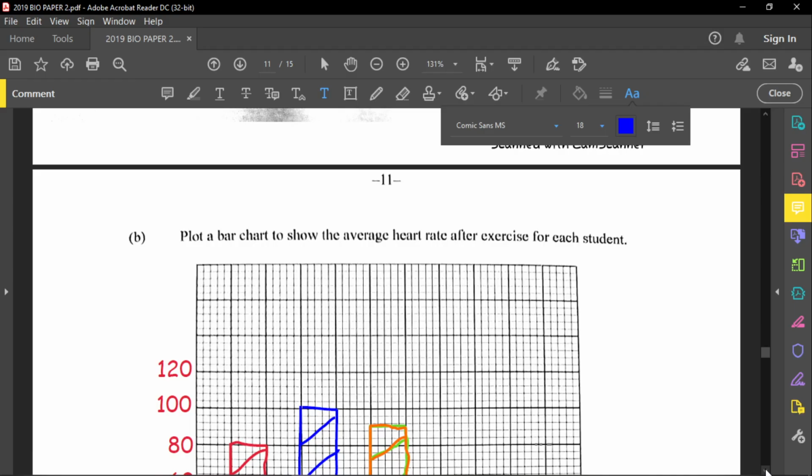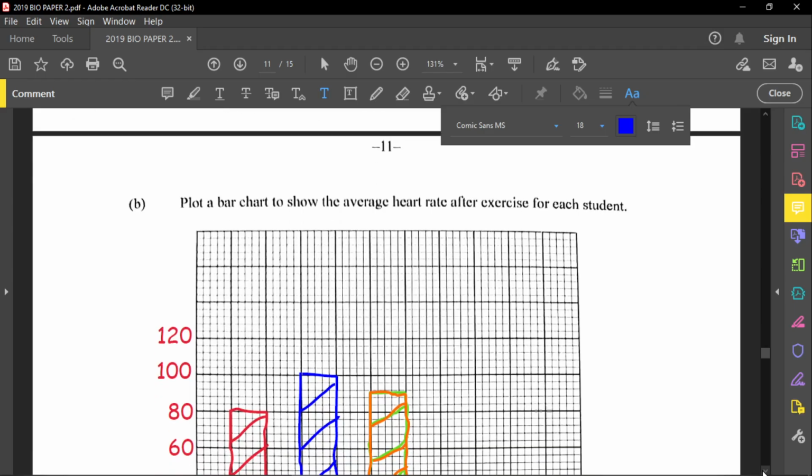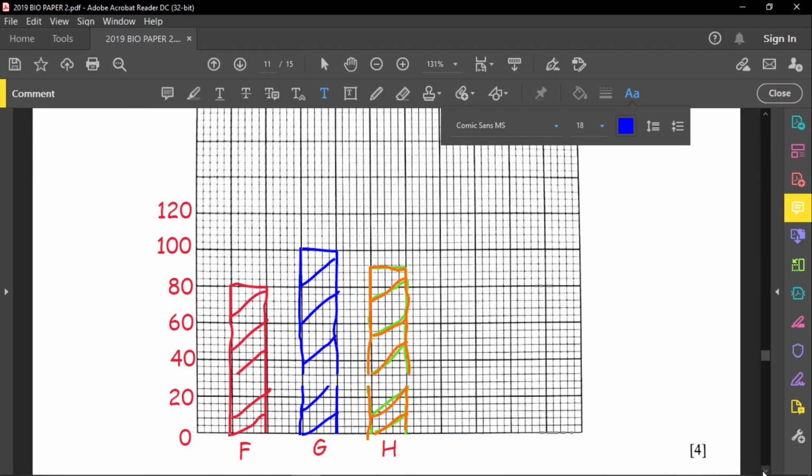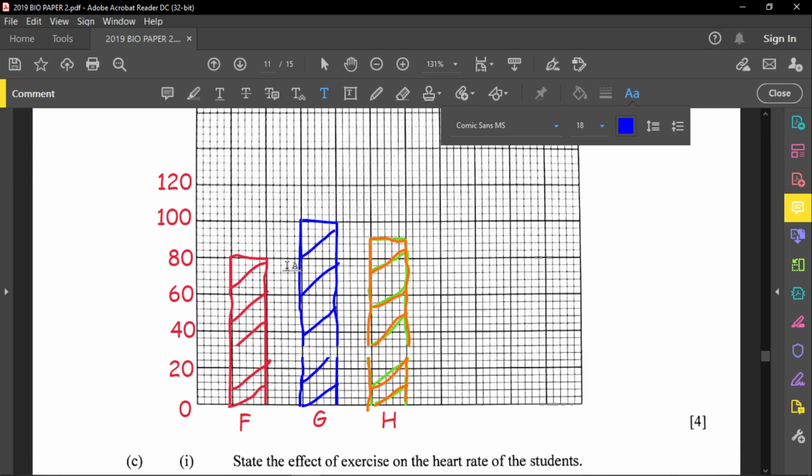This one says plot a bar chart to show the average heart rate after exercise for each student. If you look at the average, again, one is 80, which is student F. Student G was 100, and student H is 90. So you scale your axis and you label all the axis. And of course, you could put the wording here as well, because this is heart rate per minute. So you need to put that as well.